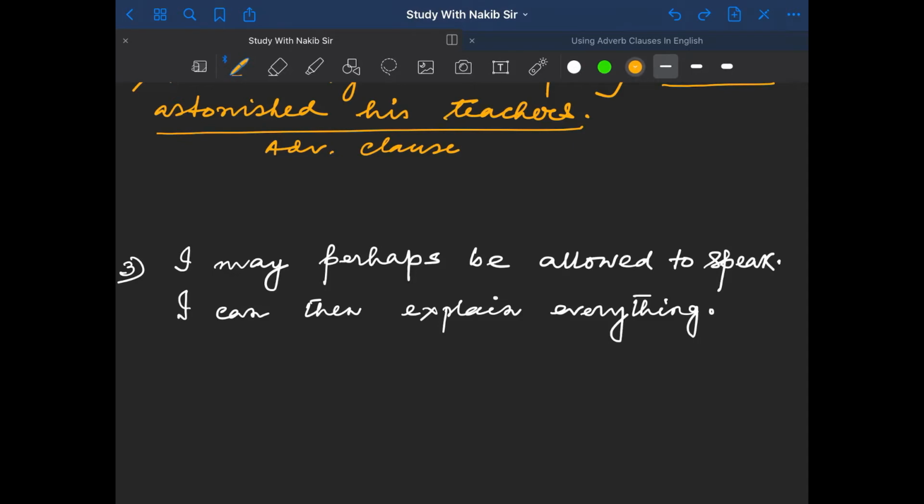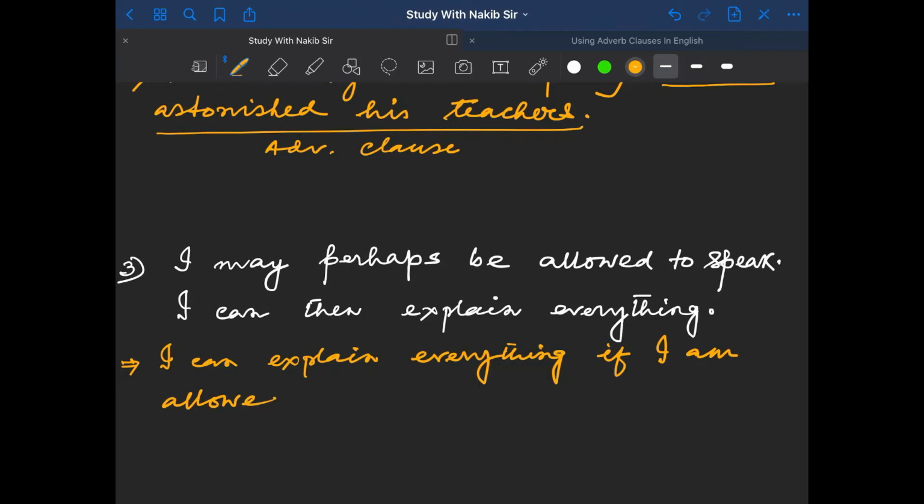I may perhaps be allowed to speak. I can then explain everything. See the answer. I can explain everything if I am allowed to speak. This is the condition. So it is an adverb clause.